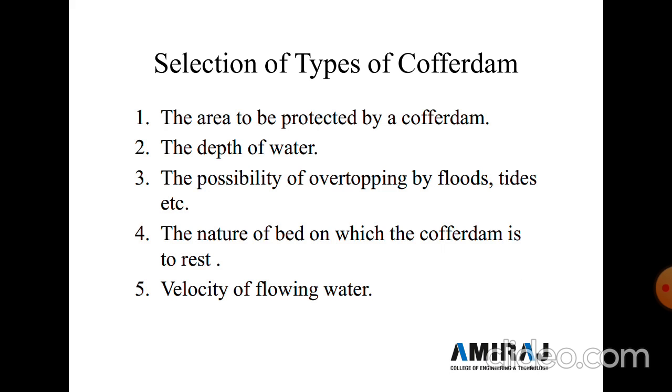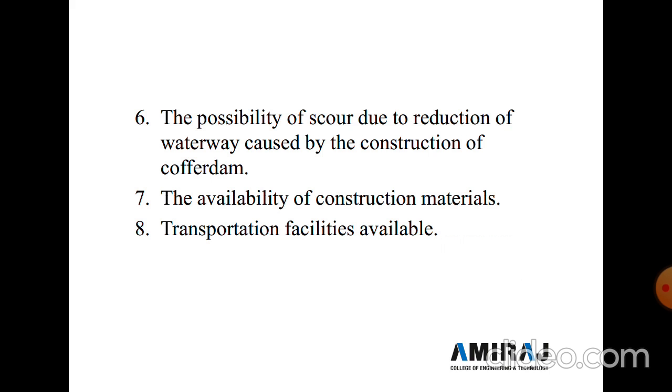Third is the possibility of overtopping by flood, tides etc. Fourth is the nature of the bed on which the coffer dam is to rest. Here pervious or impervious layers, two types of layer, are generally used. Next is the velocity of flowing water, which is an important thing. The sixth is the possibility of scour due to reduction of waterway caused by the construction of the coffer dam, and the availability of construction material and transportation facility. So these are the factors for selection of the type of coffer dam.